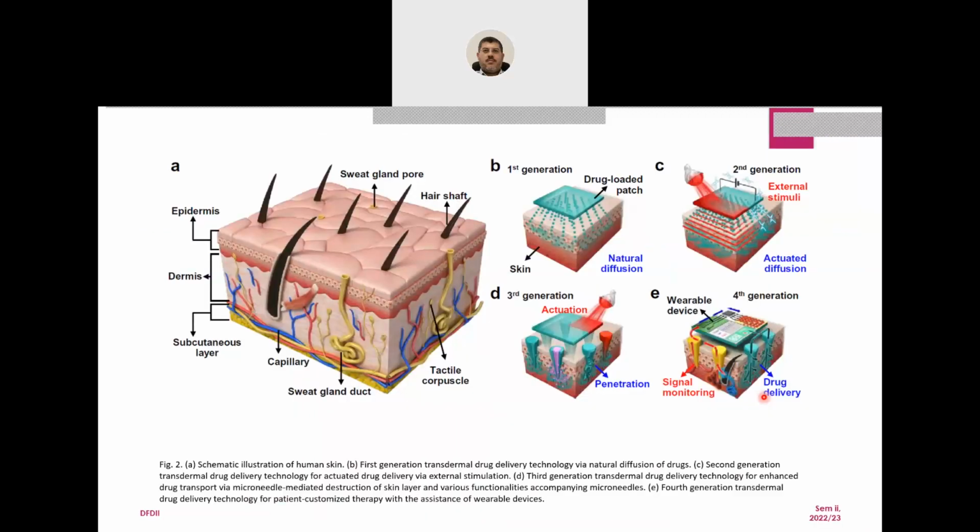So here you can see in this figure, we have the four generations expressed. The first generation, you just load a patch, which mainly depends on natural diffusion of the drug, which is dependent on the skin condition and the drug physicochemical properties. Second generation, we started to have some external stimuli to improve the drug penetration through the skin, like iontophoresis, electroporation, like chemical enhancers. So we can classify them into chemical and physical enhancers. They will actuate diffusion of the drug through the skin.